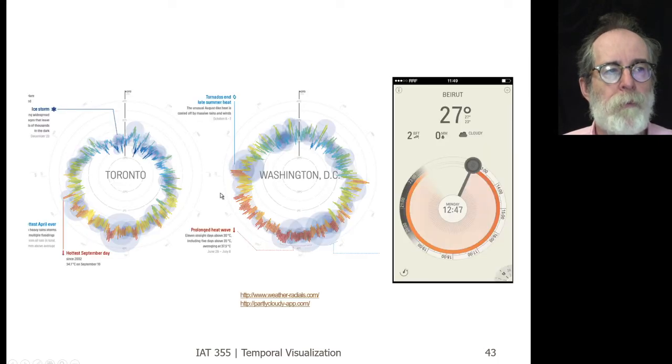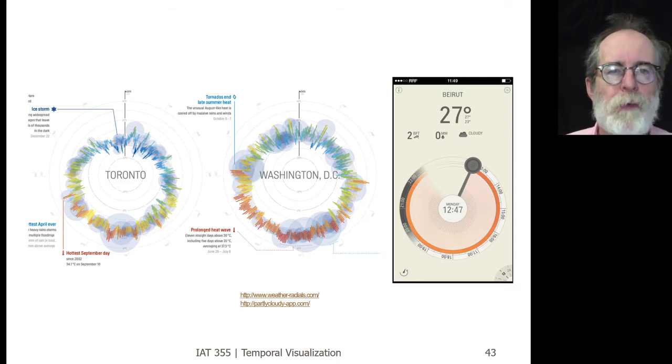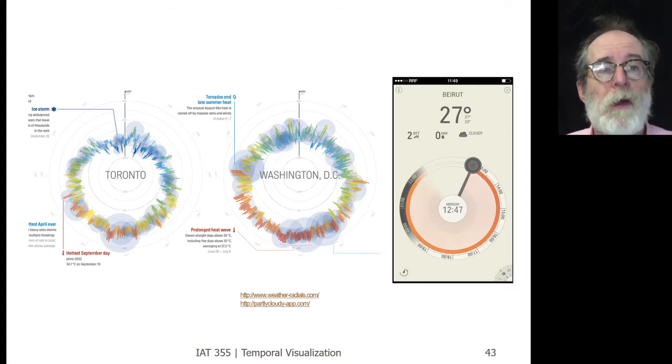So typically, one of the ways to deal with the cyclical nature of a timeline of some phenomenon is to depict that cyclical phenomena in a cyclical manner. So here is a couple of weather visualizations that are to do with the cycles of, on the left, the cycles of the year.